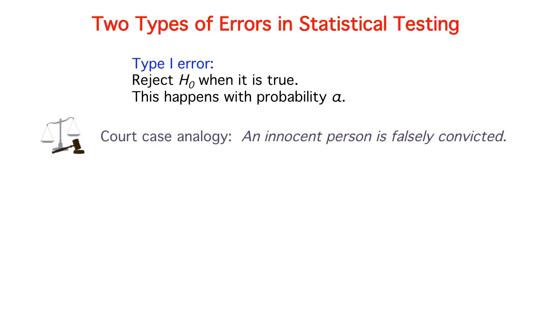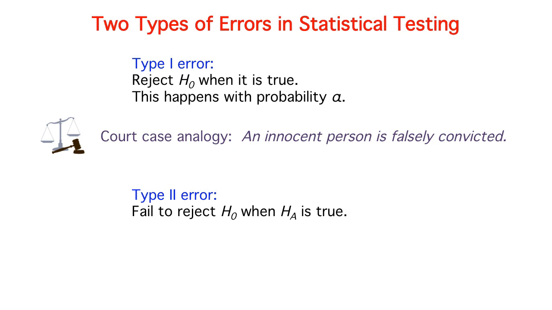Going back to our courtroom analogy, a type 1 error, rejecting the null hypothesis when in fact it is true, is analogous to an innocent person being falsely convicted. A type 2 error happens when the null hypothesis is not true, but we fail to reject it. This is related to power, the probability we correctly reject the null hypothesis when it is not true. Indeed, the probability of a type 2 error is 1 minus the power. We denote the probability of a type 2 error by the Greek letter beta.